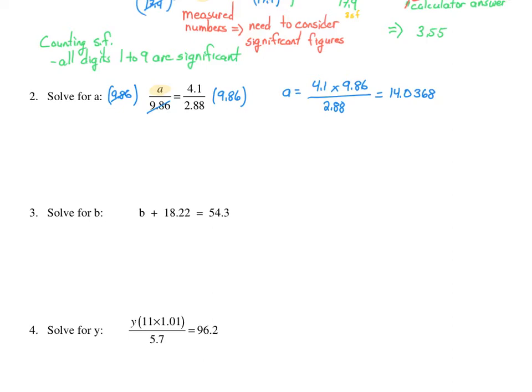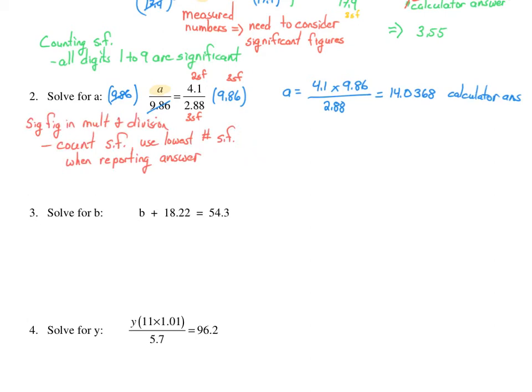Now we need to determine Sig Figs. We again apply the rule that all numbers 1 to 9 are significant. So we have 2 Sig Figs in the numerator here, 3, and 3 in this number. This problem involves multiplication and division, and the rule is that we count Sig Figs and we use the lowest number of Sig Figs of the numbers that are leading into the result when we report the answer. That means we can only use 2 Sig Figs in our final answer.